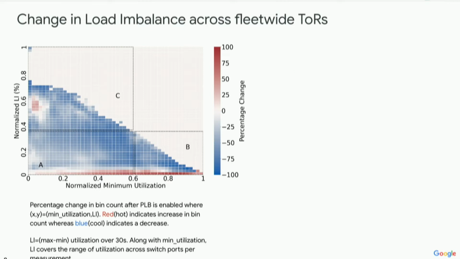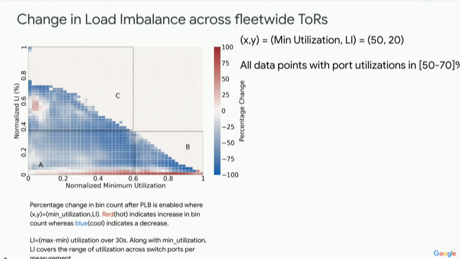This is a 2D heat map colored by the percentage of change in normalized count of each bin. X and Y axis here are minimum utilization and LI metric respectively. The scales are normalized. These two quantities cover the utilization range of switchboards. It's easy to see with an example here. For example, consider XY where minimum utilization is 50 and LI is 20. This bin contains the data points for which the switchboard utilizations are in 50 to 70% range.